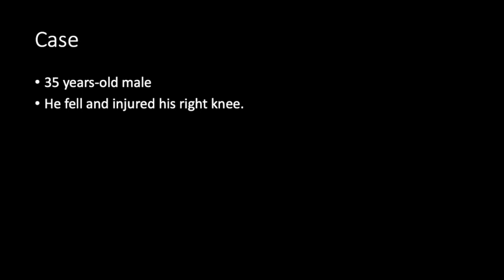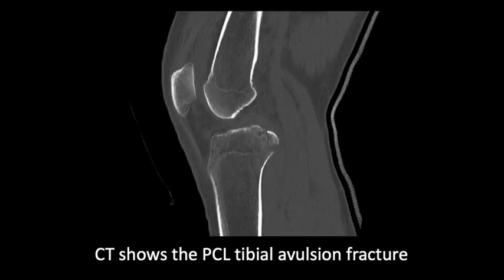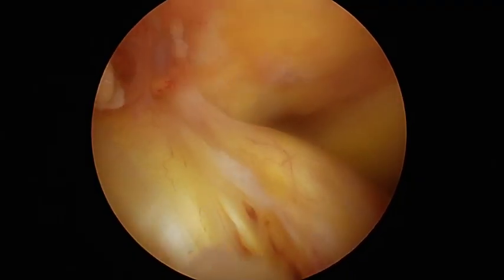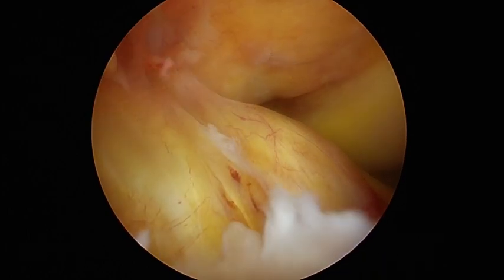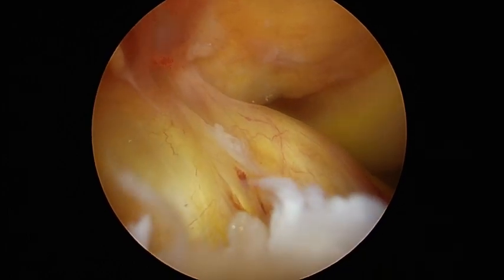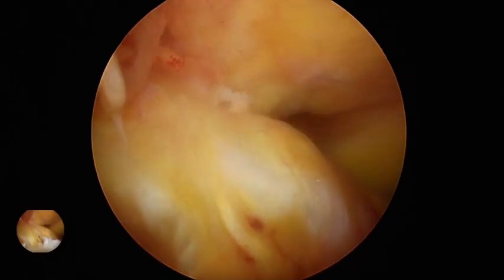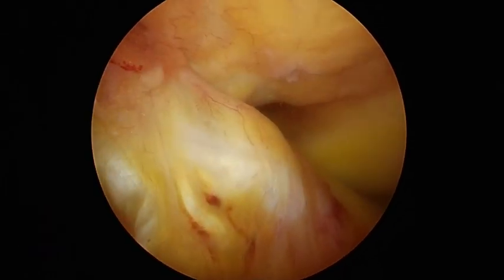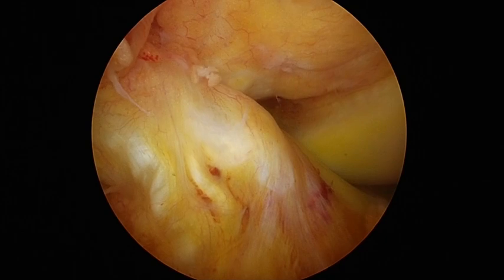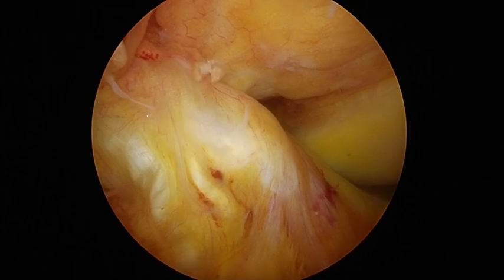The case is a 35-year-old male. He fell and injured his right knee. CT shows the PCL tibial avulsion fracture. While standard knee arthroscopy is initiated with the anterolateral and anteromedial portals, it is evident that the ACL is relaxed due to the effect of sagging.